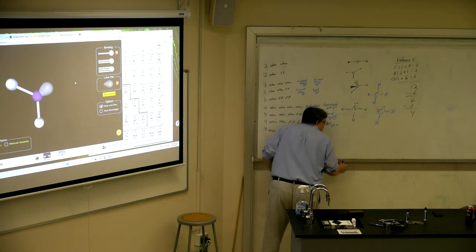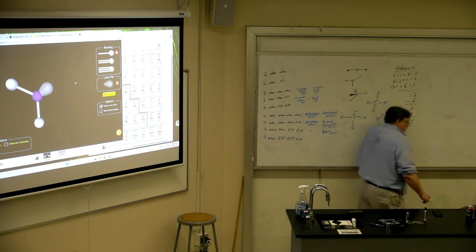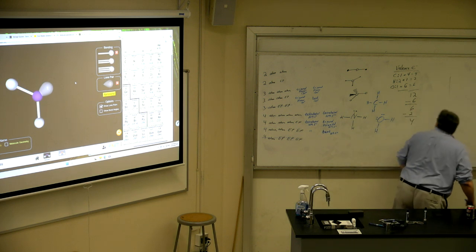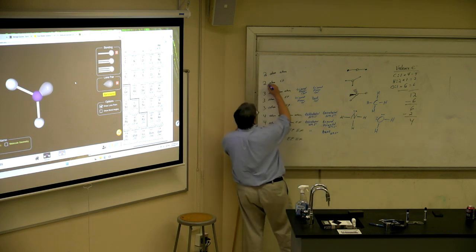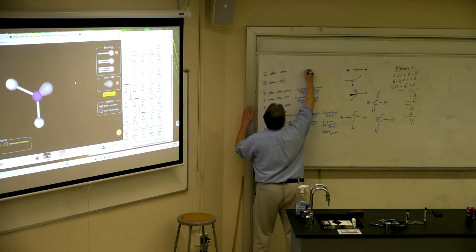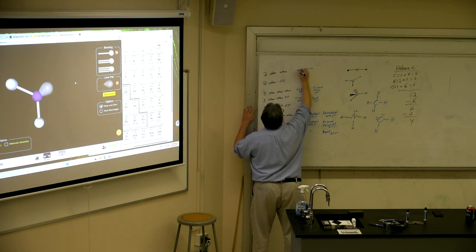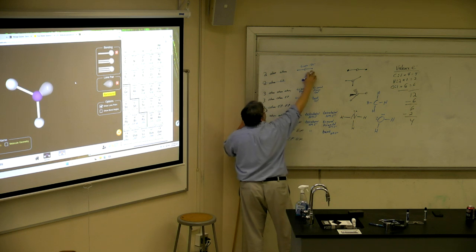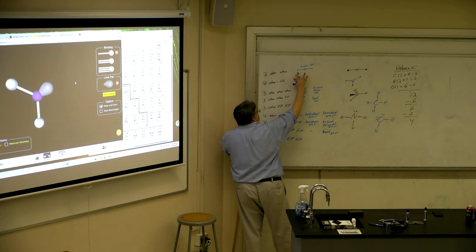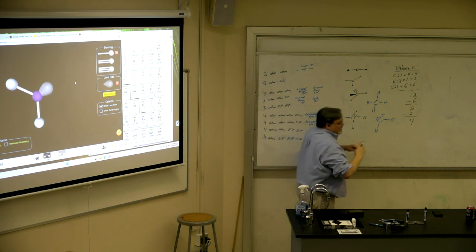And the last example. So again, null case. And here we're talking about linear. That's when we had linear, 180 degrees. If one of those is a pair of electrons, then we only have 2 atoms, period, and that's this null case. So the only other one to mention is linear.